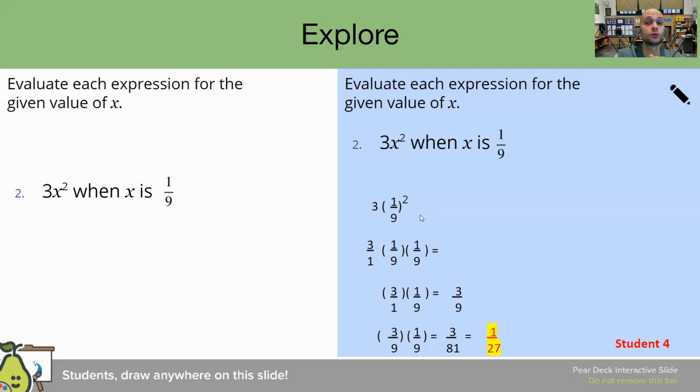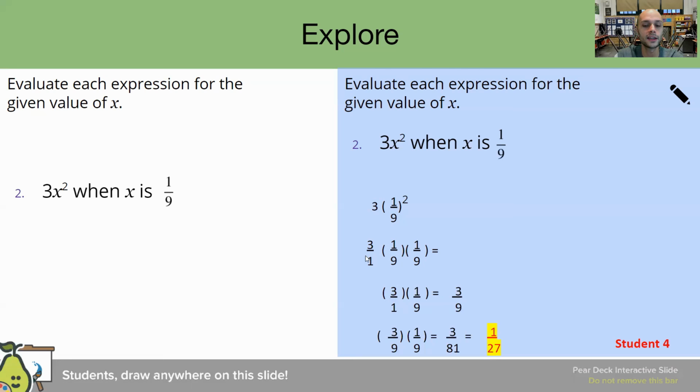And so this student noticed that inside the parentheses was 1/9. According to order of operations, there is no operation inside the parentheses. So therefore, they need to move to the next operation. The next operation is exponents. The exponent here is 1/9 to the second power. So that tells them that they need to do 1/9 times 1/9.